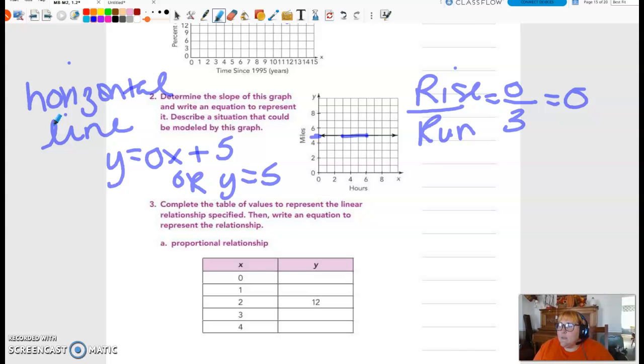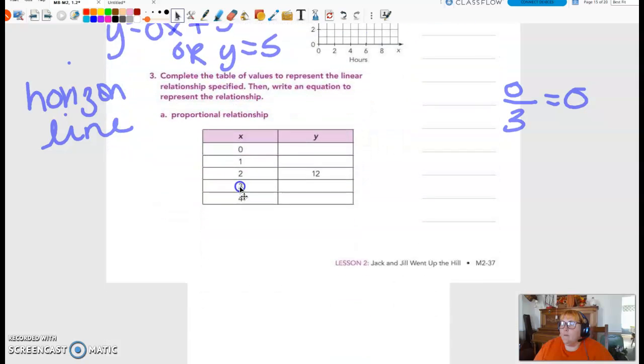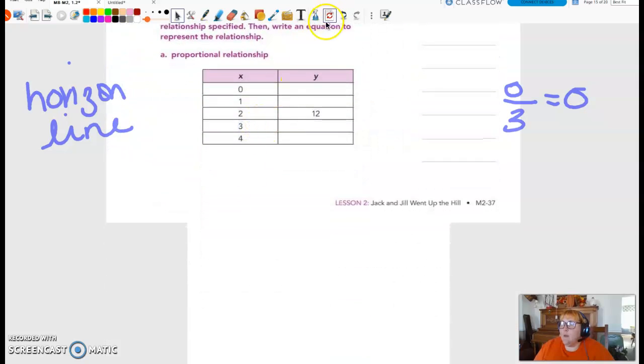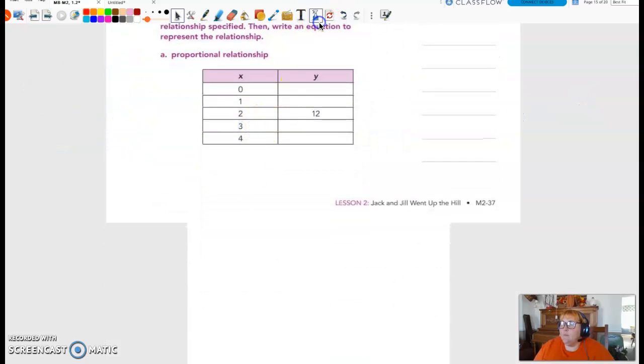So now it says complete the table of values to represent the linear relationship specified. Then write an equation to represent the table. So let's slide this guy up. All right, let me clear some of that writing away. All right, so now we have to figure out the pattern. How do you get from 2 to 12? Well, we're going to use our slope.